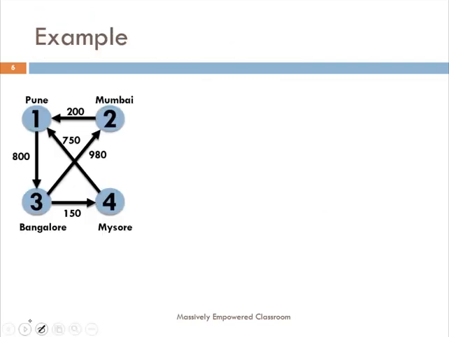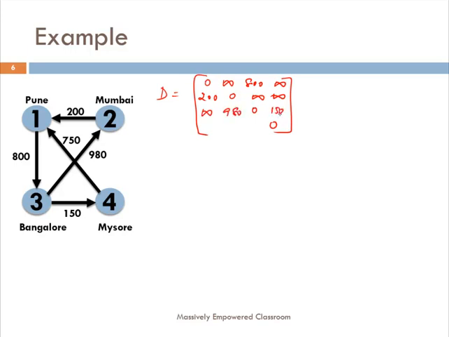So let's see how it works in our example. So here is the graph again. The initial value of the D matrix will be what we had just written there: 4 zeros along the diagonal, and infinity, 800, infinity. This will be 200, and the rest are not there. This will be 980, and then 150, 750, and the rest are not there.